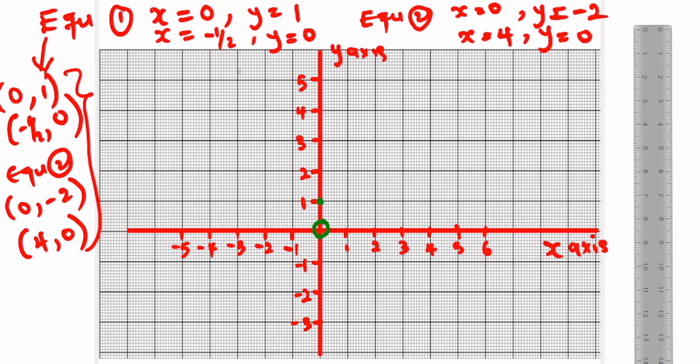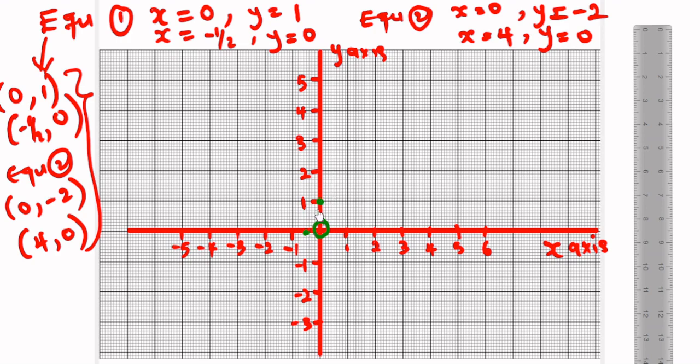Then the second one says when x is half, that is between 0 and -1. So when x is half, y is 0. So when x is half, half is somewhere here. So when x is half, y is what? 0. So what we're going to do now, we have to draw a straight line to connect these two dots together.